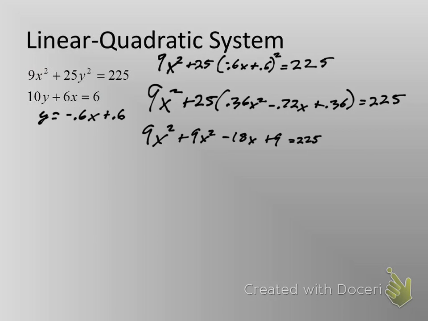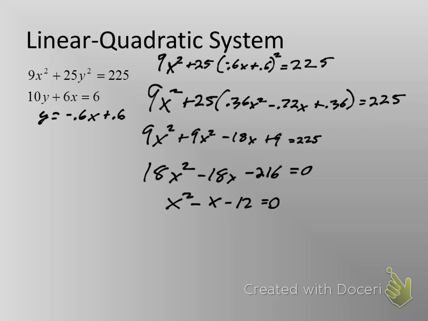It's going to be a quadratic, right? So when it's going to be a quadratic, we need to make it equal 0. I'm going to combine my two 9x squared terms and subtract the 225 over, which gives you 18x squared minus 18x minus 216, which equals 0. The nice part is everything's divisible by 18. Factor out 18, which leaves you with x squared minus x minus 12 equals 0.